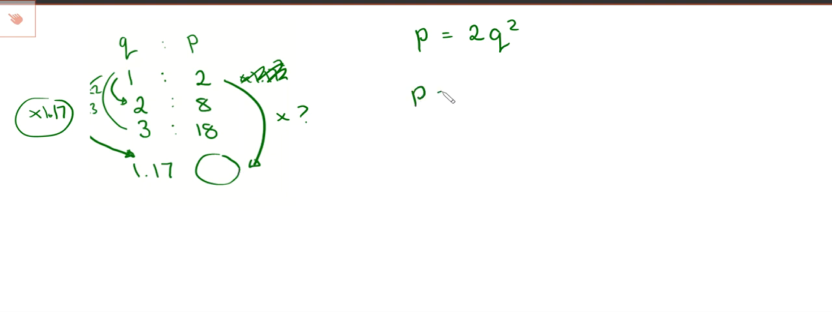So P equals 2 times 1.17 squared. Now can you see already without even working that out? That's 2. This is going to end up being 2 times 1.17 squared. But let's say that I don't even realise that. What is 2 times 1.17 squared?